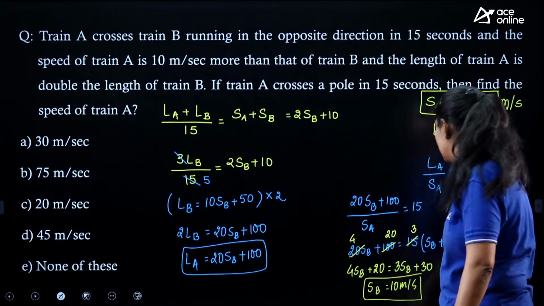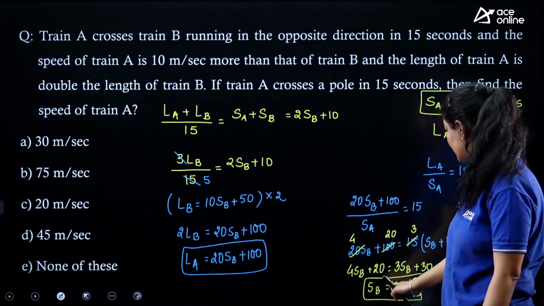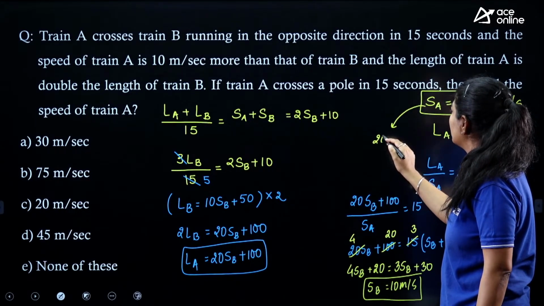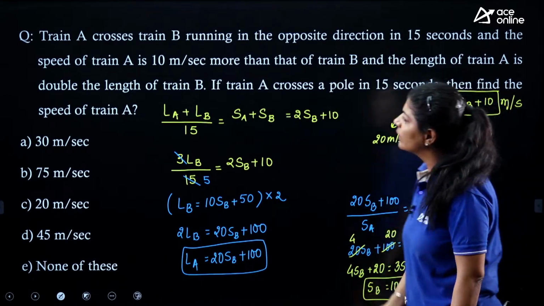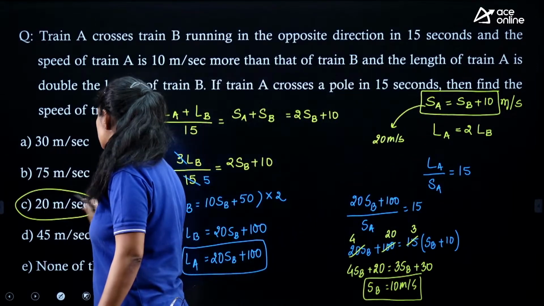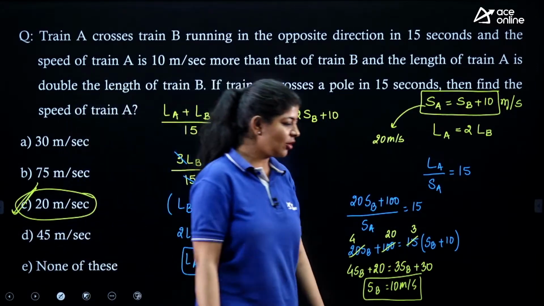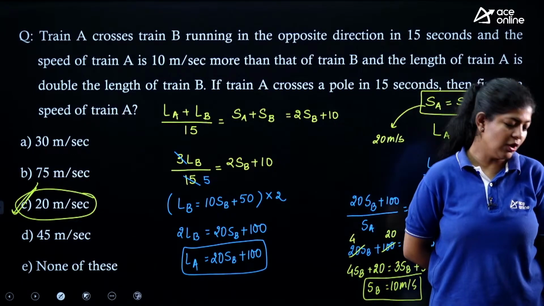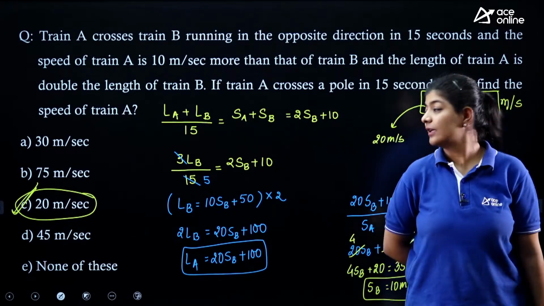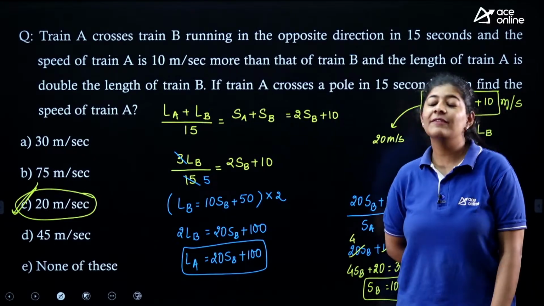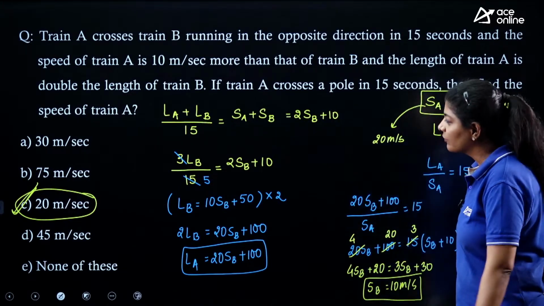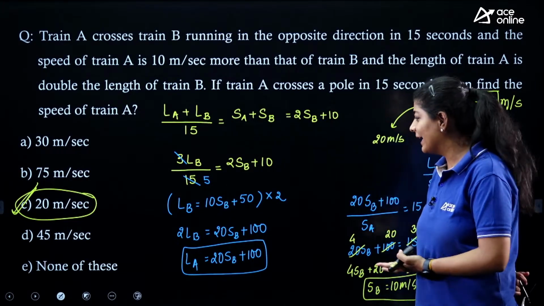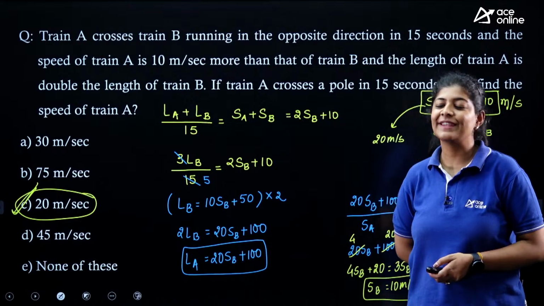The speed of train B that we are getting here is 10, and from this we can easily get the value of SA, which is 20 meters per second. And that's what we need to find out. The correct answer is option number C, which is 20 meters per second. Sometimes when we have multiple variables, we get confused, but if you simply go through the equation one more time as I did, then we can easily get the answer, right?